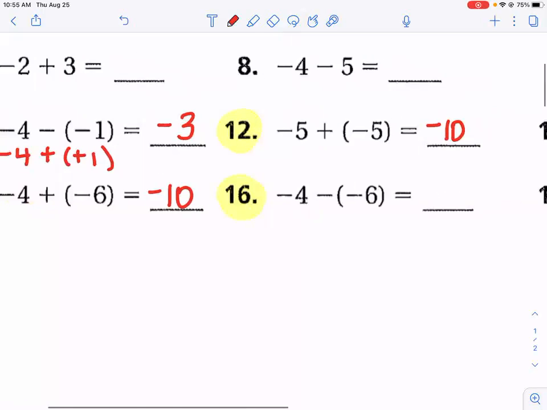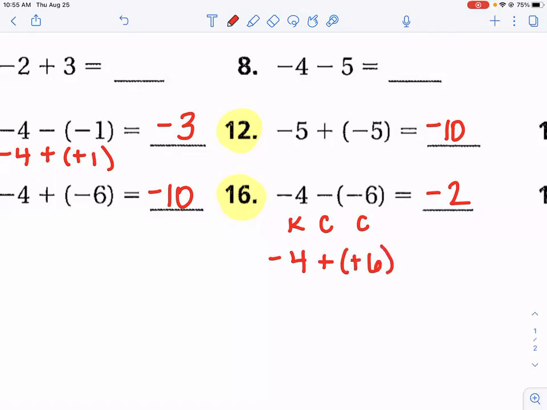Cordell, what'd you get for 16? I got -2. Okay, can you describe to me how you got -2? You just guessed? Cordell, let's think about it. Are we adding or subtracting? Subtracting. So since we're subtracting, we're going to do keep, change, change. -4, we keep, we change to addition, we change the 6 to the other sign. So now we have -4 plus 6.